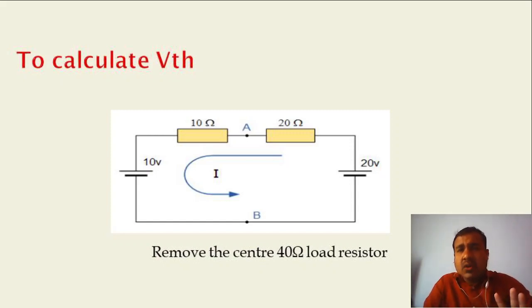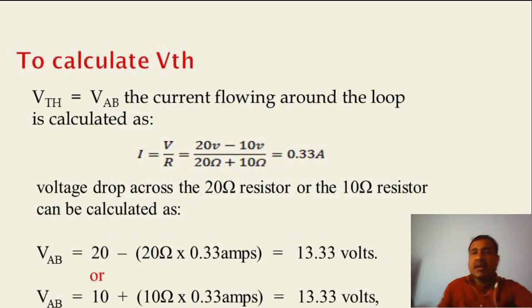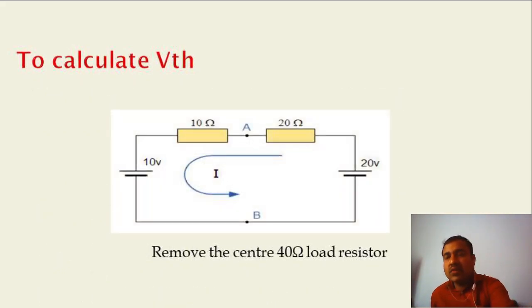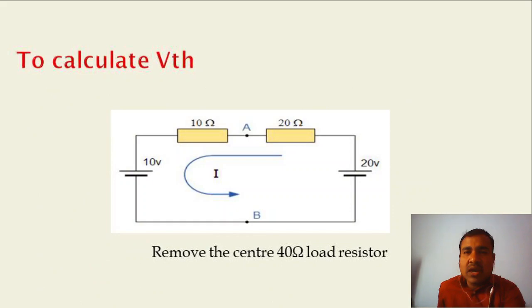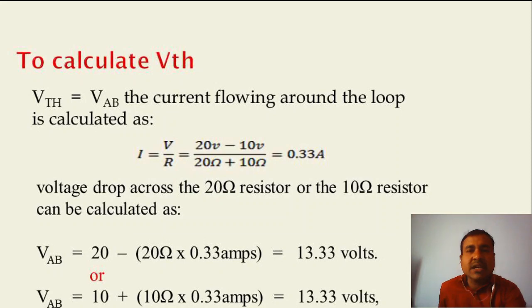Now, the current I is equal to V by R. So what is V? The total voltage: on one side there is a 20 volt source, and on the other side a 10 volt source, so the difference would be 10 volts. The total resistance, since these two are connected in series, would be 10 plus 20, that is 30 ohms. So finally the current turns out to be 0.33 amperes.